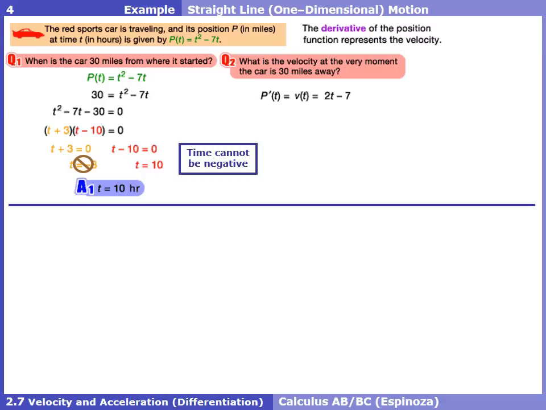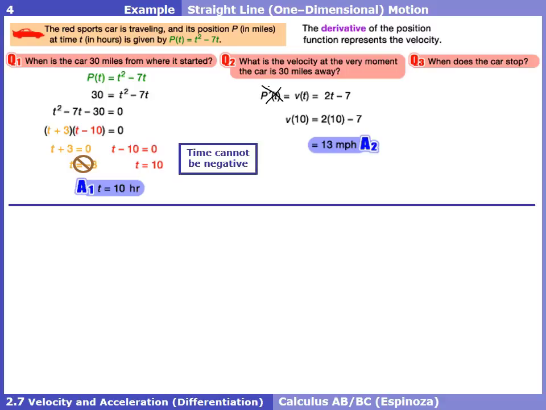And I'm putting P prime here, but I would prefer that you really don't write P prime. We know that velocity is the derivative of P, so it's better just to write V, but it's okay to write P prime. Our velocity function is 2t minus 7 when you take the derivative. We want to find the velocity when the car is 30 miles away, which happens at t equals 10 hours. When you plug in 10, you'll find that the answer is 13, and the units would be miles per hour for velocity.